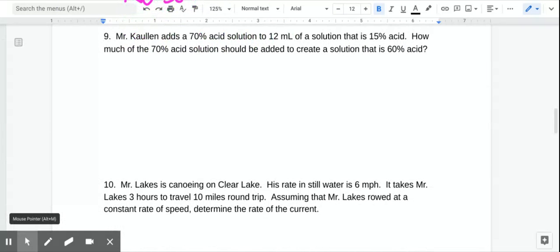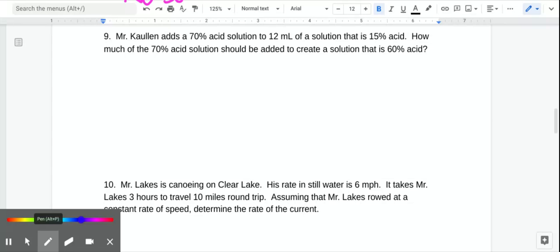All right, the last few problems that we have are going to be just kind of a variety of word problems that I want to take a look at. So Mr. Collin adds a 70% acid solution to 10 milliliters of solution that is 15% acid. How much of the 70% acid solution should be added to create a solution that is 60% acid?